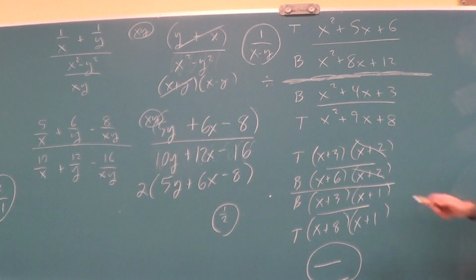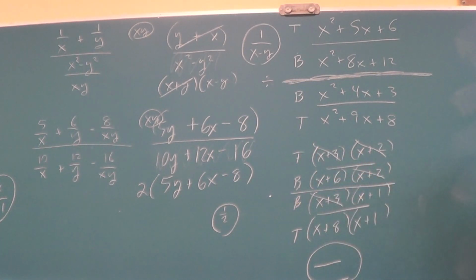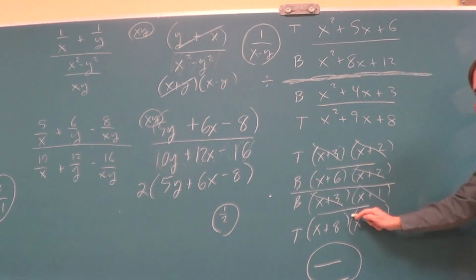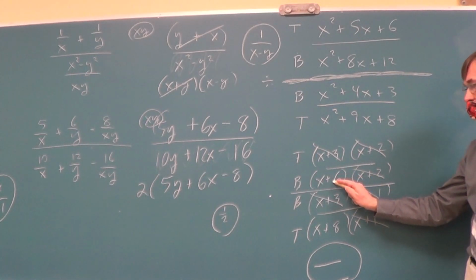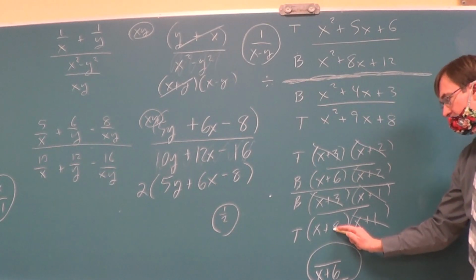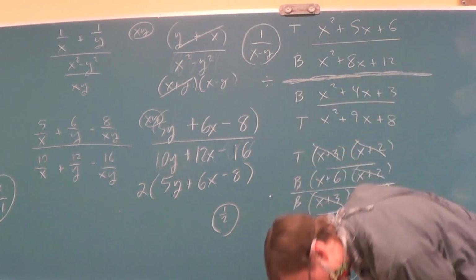x plus 3. x plus 3 is a top, x plus 3 is a bottom. Bye-bye. x plus 1. x plus 1 is a bottom, x plus 1 is a top. Bye-bye. And this is telling us to put the x plus 6 on the bottom and the x plus 8 on the top, and then you take your bow.